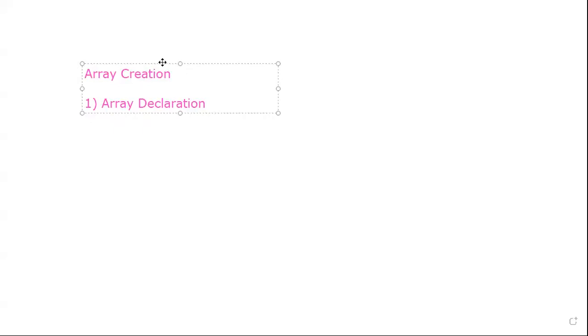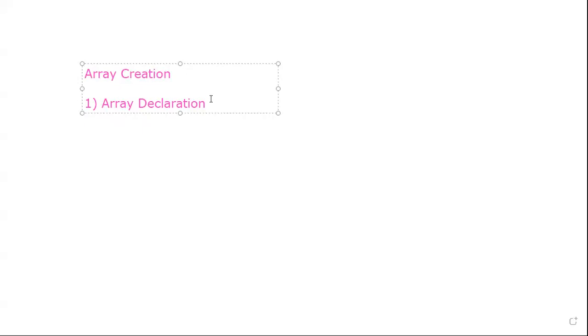In array creation, the first part is array declaration. In the array declaration, we are doing two things. The first part is we have to define the data type, and then we give the name for the array. We also allocate space for the number of elements that should be there in our array, which we call the size of the array.